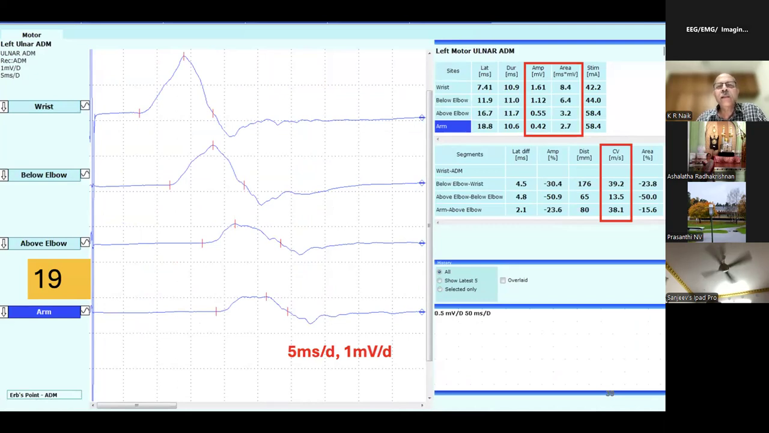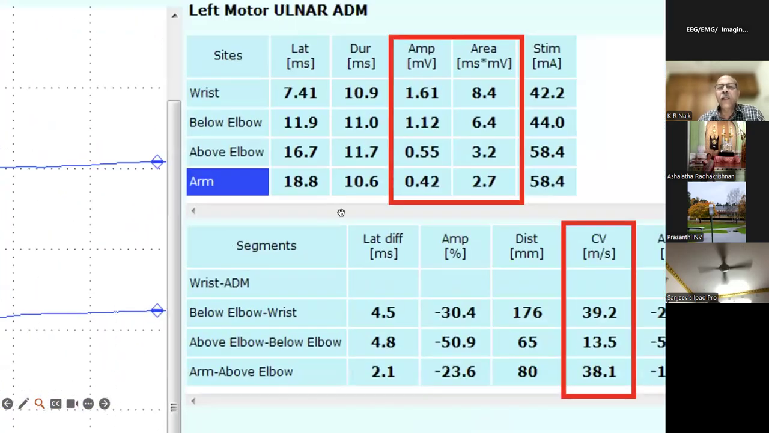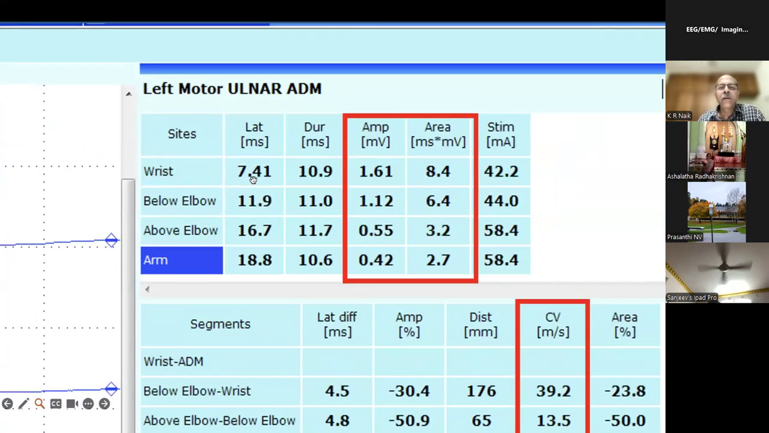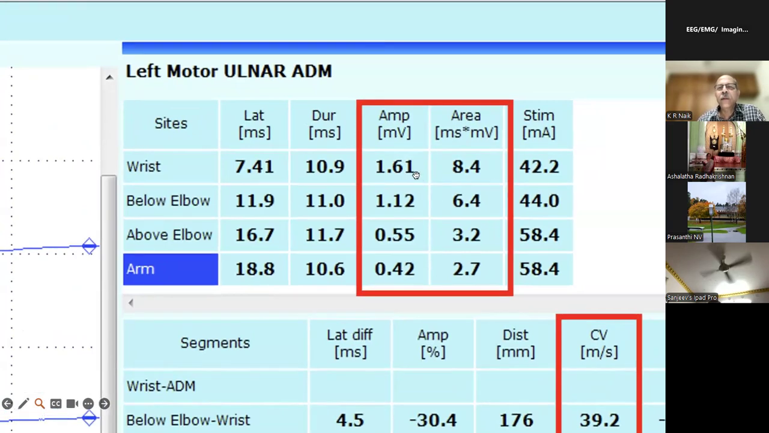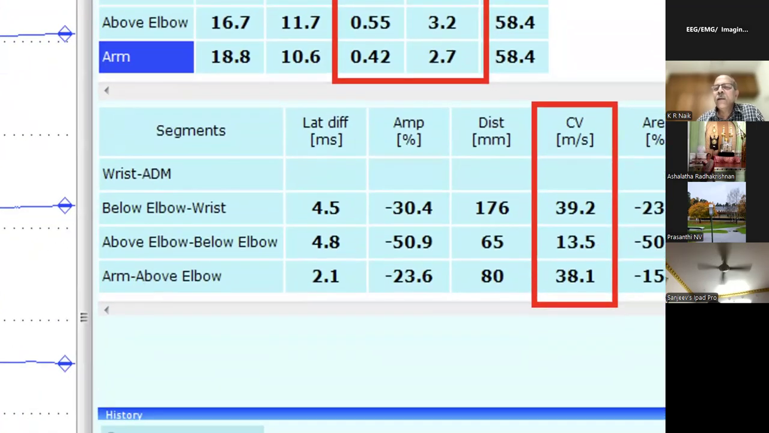So last but one, we have other nerve conductions with the stimulation at wrist, below elbow, above elbow, and arm. So we have to look at the graph. What is happening in the graph? We have the numerical data, distal latency, then amplitude, 1.6, 1.12, 0.55, 0.42. Then you have the velocity, which is there, and amplitude decrement when you go from distal to proximal, like that.